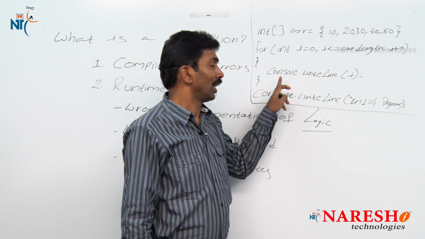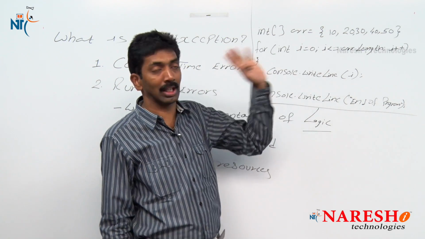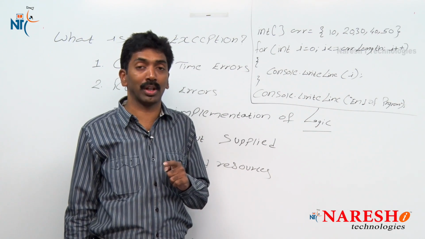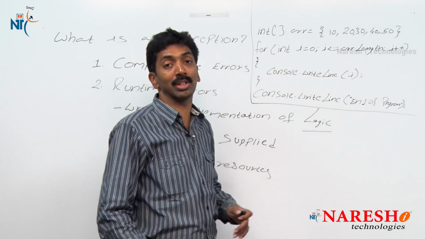So now it will execute the code 1, 2, 3, 4, 5 times, and 10, 20, 30, 40, 50 are printed off. Now the loop will run for the 6th time. When the loop is going to run for the 6th time, an error will come. So that's what? Wrong implementation of logic.